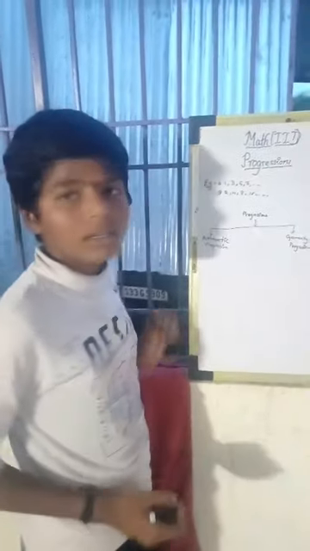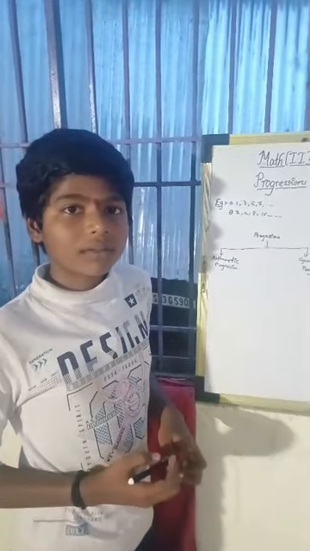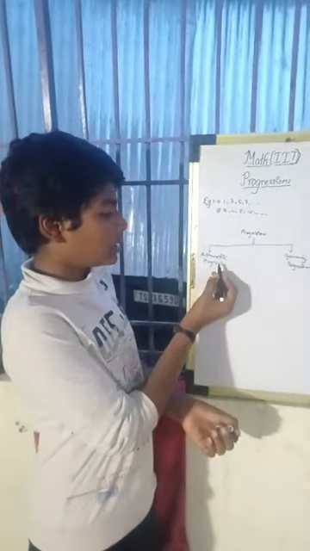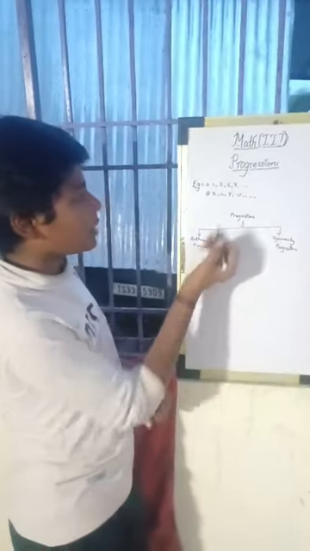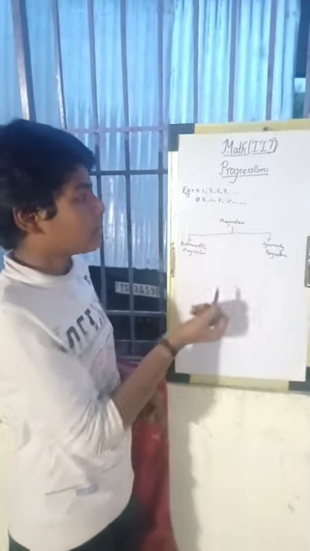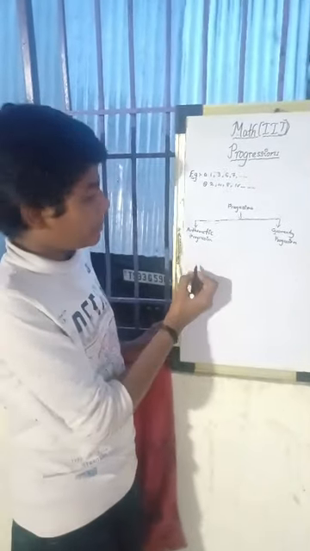Arithmetic progression means a progression where we are adding a fixed number to get the next number. It is called arithmetic progression. Example: 1, 3, 5, 7. Here we are adding a fixed number, 2.